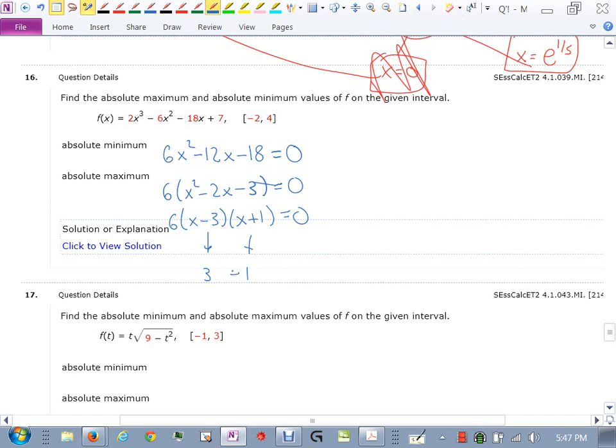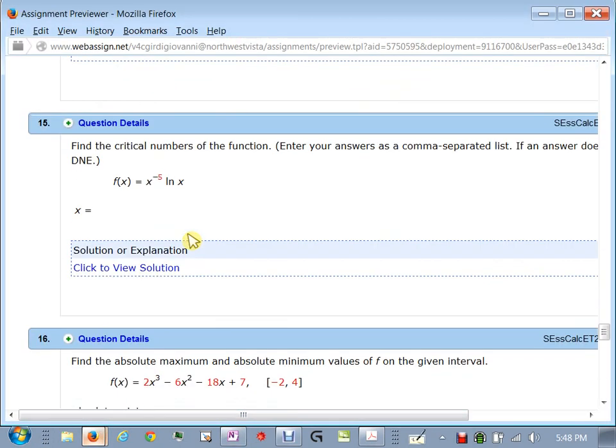So what we'll do now, because we're on a closed interval, is we evaluate the original function at our endpoints, negative 2 and 4, and then at our critical numbers, 3 and negative 1. And then whatever we get when we plug these values into the original function, the biggest one is going to be our absolute max, and the smallest one will be our absolute min. Let's just see what that turns out to be. I'm not going to go through plugging those in.